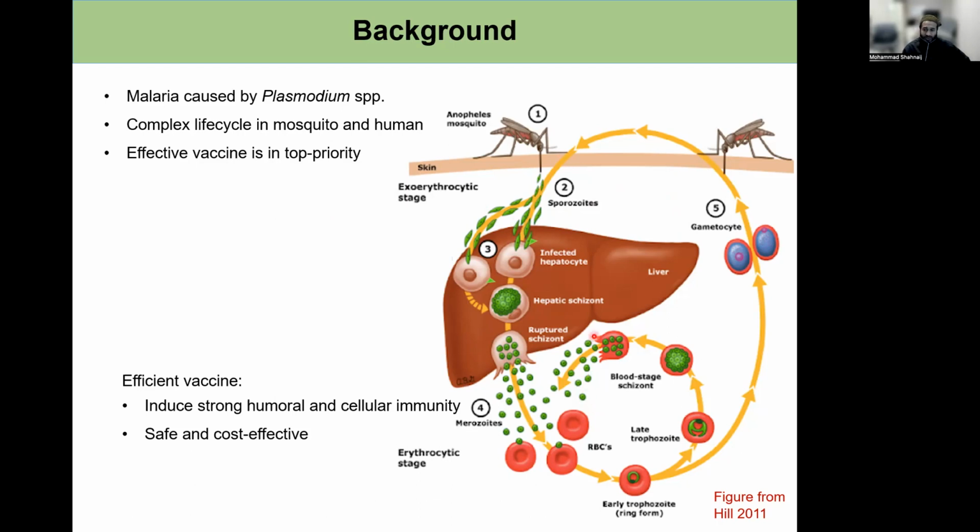For this purpose, we use the first stage, the transmission stage. At that stage, after the mosquito bite, the parasite is injected, and then through the blood vessels it reaches the liver. At that stage, we found that the circumsporozoite surface protein is abundantly expressed, so we target that one. Our aim is to make an efficient vaccine against malaria which can induce strong humoral and cellular immunity. Nevertheless, safety and cost effectiveness are also a concern, but are not discussed in my research.